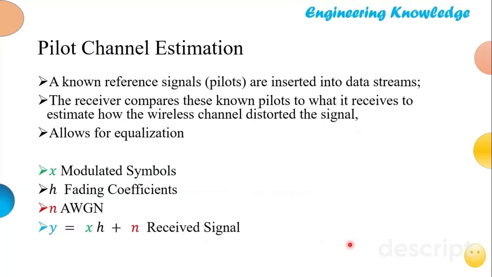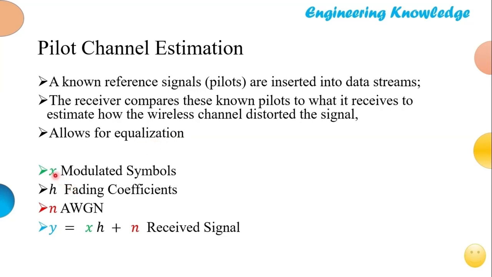So once this is done, we want to estimate the channel using pilot channel estimation, which means that we first of all set known reference signals. So we know what is x, what is y, what is h, and data streams. We insert the pilot signal, and the receiver compares these known pilots to what it receives to estimate how the wireless channel distorted the signal. And this allows for equalization. Equalization is basically multiplying with the inverse of the channel's transfer function.